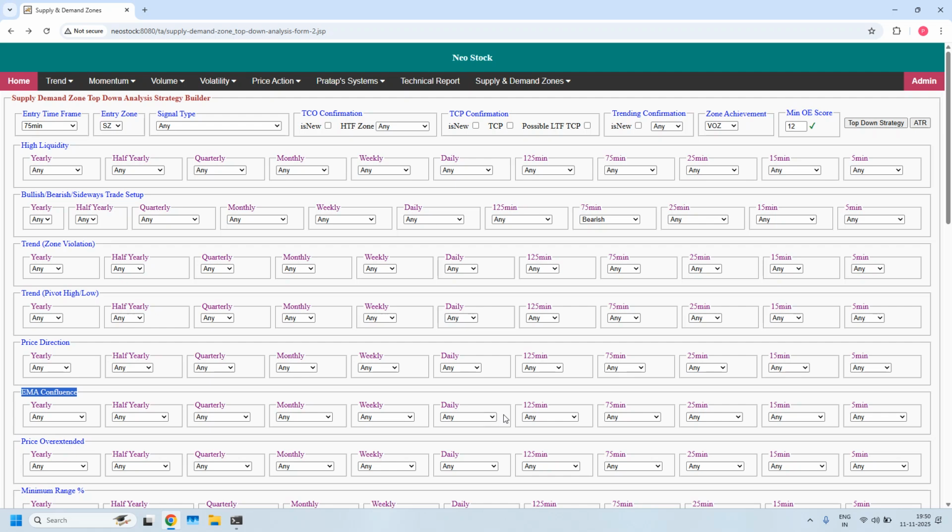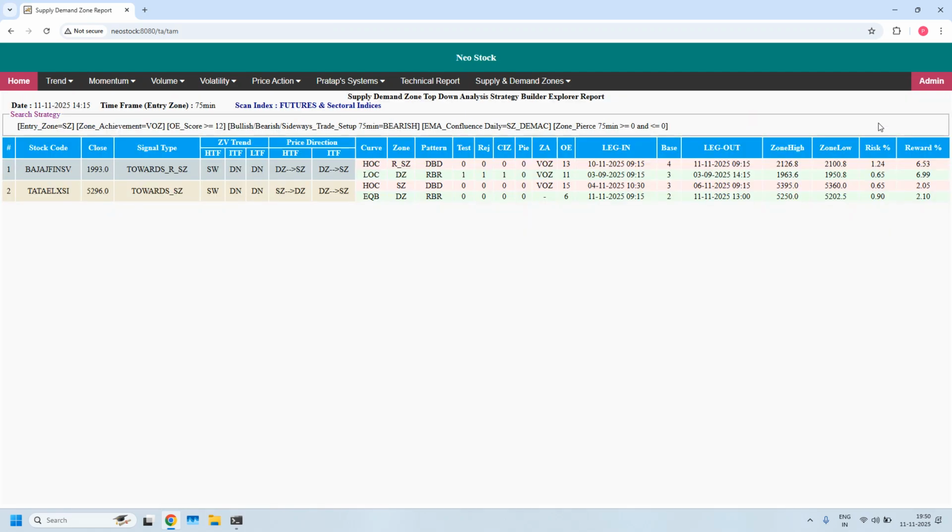Now I am applying the EMA filter, that is a daily supply zone having daily EMA confluence. After applying the filter, we got 2 stocks. These two 75 minute supply zones have a high probability of success, not the previous one. Previously I did not apply this filter. Okay, this is the high probability trade setup, 75 minute supply zones, but you should plan trades only if less than 20 checklist items are satisfied.